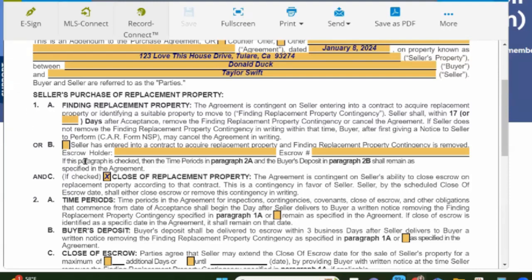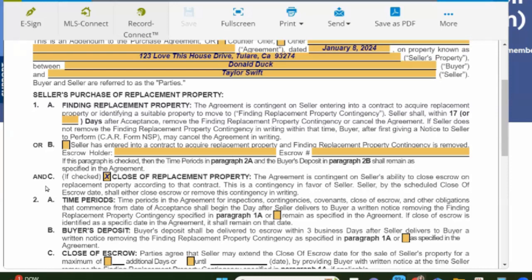Or B, and this is the stronger place to be, the seller has already entered into a contract. So they already have their house, they're under contract to buy it. And now we're just going to give the information so that, as the buyer's agent, if you want to verify that they're actually under contract and all of that. So scenario 1 is they don't have a house yet. Scenario 2 is they're already under contract.